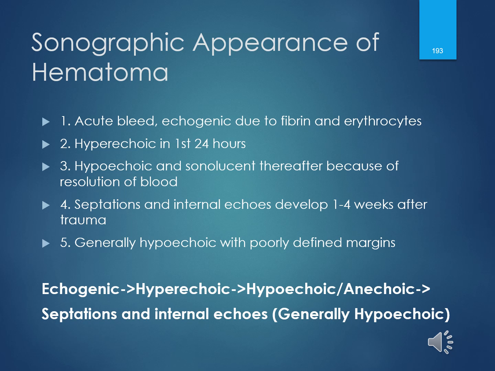Thereafter, because of resolution of blood, septations and internal echoes develop about 1 to 4 weeks after trauma. Looks kind of like coagulated, stringy blood. And generally, hypoechoic with poorly defined margins will be the sonographic appearance of a hematoma. So echogenic down to hyperechoic, down to hypoechoic/anechoic, and then stuff forms in it.